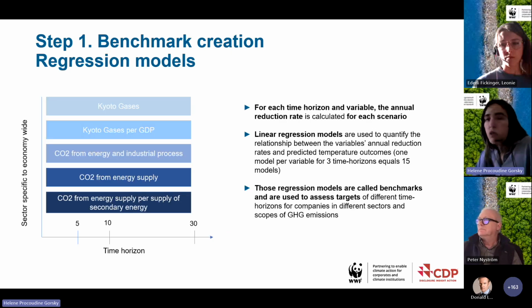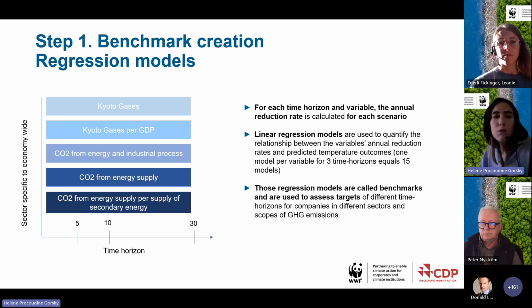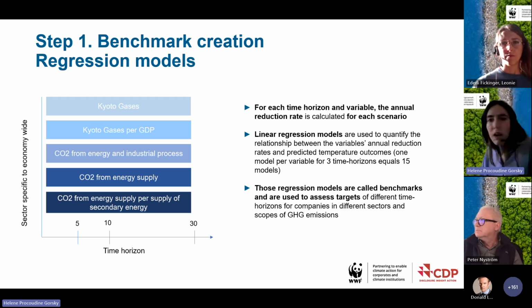And essentially, the approach we take to create the benchmarks is fairly simple. So we run linear regression models between those input variables like GHG emissions against the projected long-term temperature outcomes. And the idea is really to establish a relationship between change in emission levels and global warming using this base of scenarios. And as Donald referred to earlier, this is called a warming function. So there is one regression per variable, so it's not a multivariate regression model.